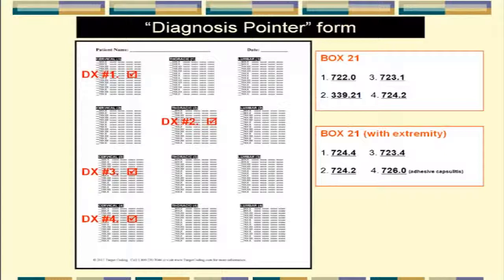It's page 31 of the book, and you can have it in Microsoft Word and modify it for your practice. And after every exam and re-exam, you put the patient's name and date on, and you just check away, and then your staff members will know which diagnosis codes to put in order to maximize reimbursement.